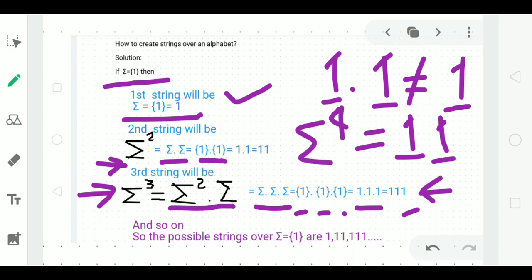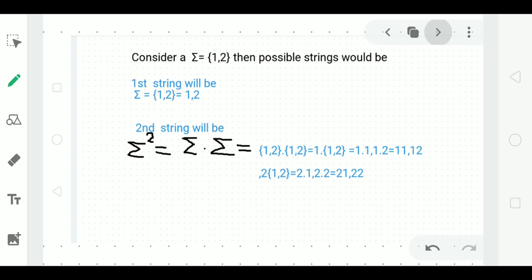So that is all for today's session. In the next session we will start by considering one alphabet over the symbols 1 and 2.